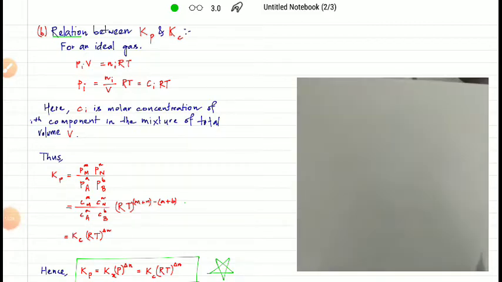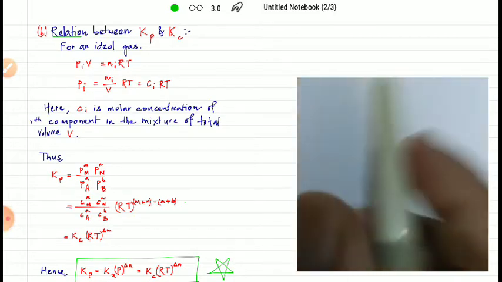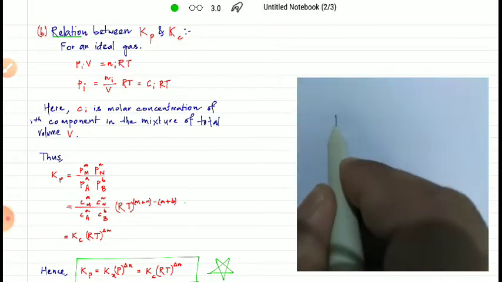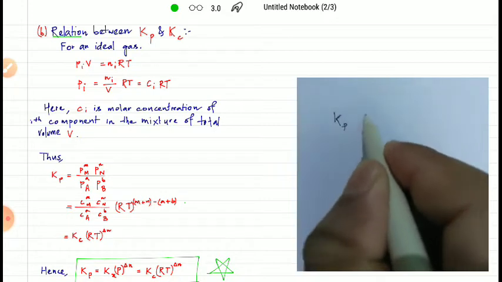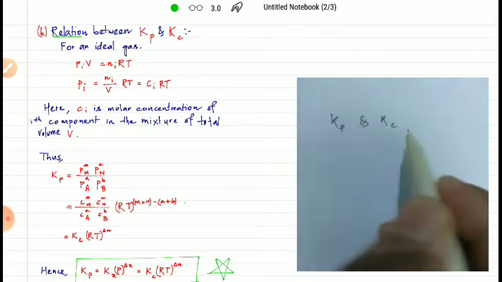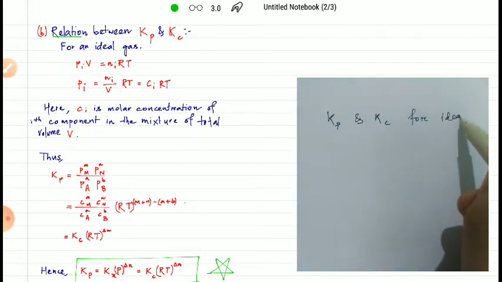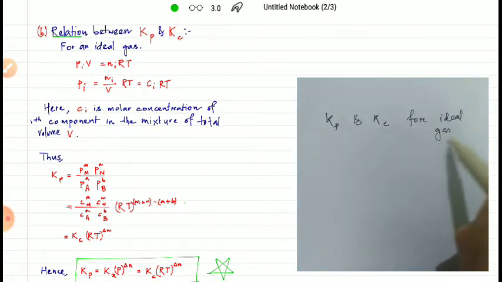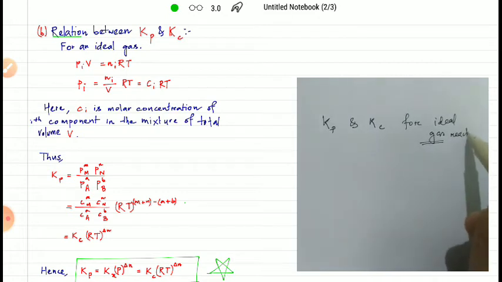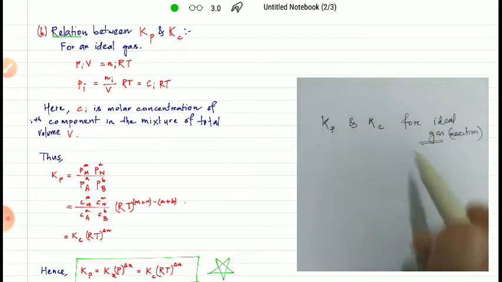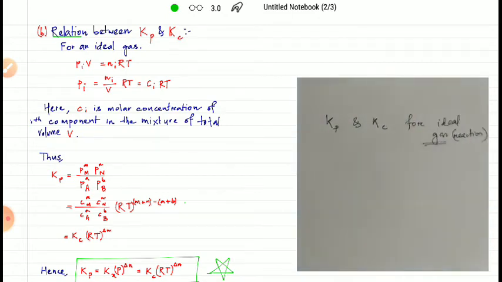Now the second relation is that we have to find a relation between Kp and Kc. This is for ideal gas reactions. The reaction should be for ideal gas, that means the reactants and products must be ideal gases. If they are real gases, then it is not true.